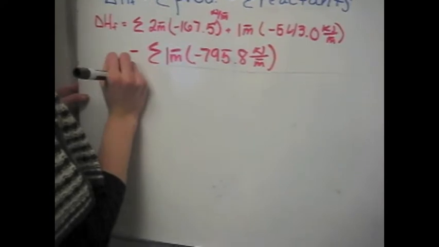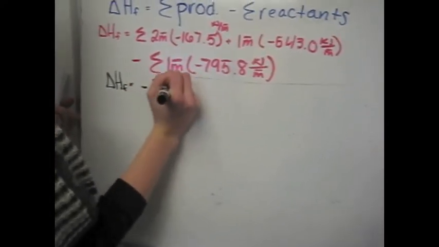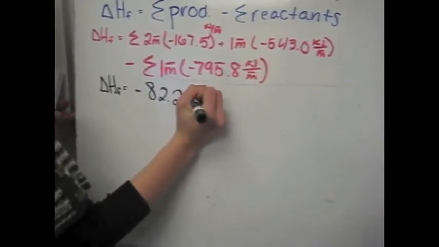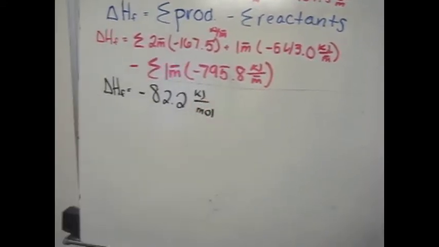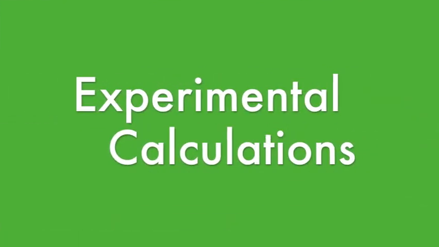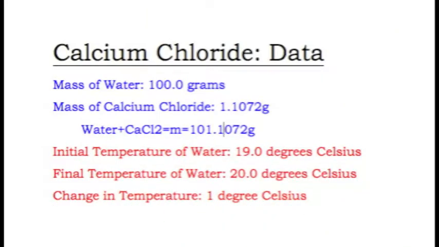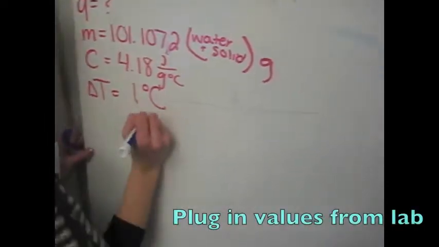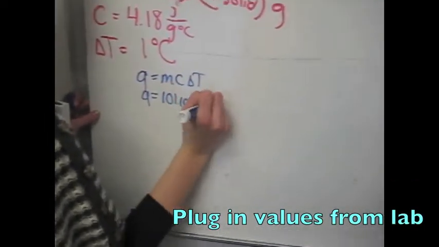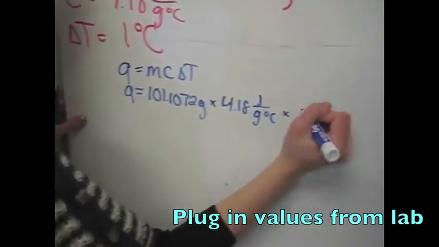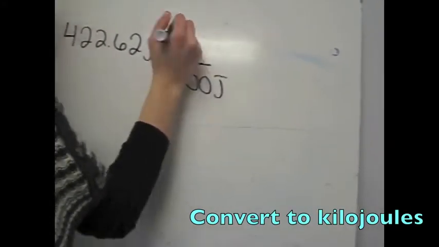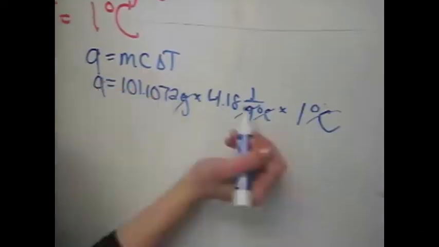The same steps are then repeated for ammonium chloride using its given values in the lab directions. Now for experimental calculations. Using the data from the lab seen here, plug those values into the equation Q equals mass times specific heat capacity times delta T. Then convert that value to kilojoules.